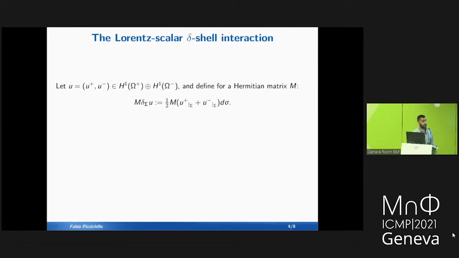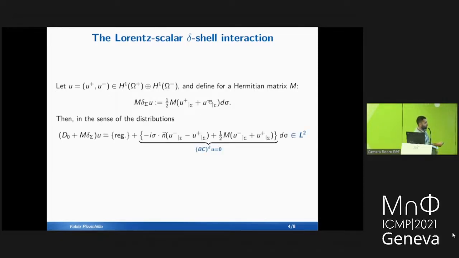The second model that we analyzed is actually not really a boundary condition, but it can be interpreted in this way. The idea is that we want to perturb the free Dirac operator with a distribution that is supported on a hypersurface, or in this case, on a curve. And so we cannot use, in this case, a variational approach, so we have to do it by hand. The idea is quite simple. We consider M any Hermitian matrix, and we consider u of this form. So u has two traces, one approaching Σ from the interior part, and one approaching Σ from the exterior part. And so we can define this distribution.